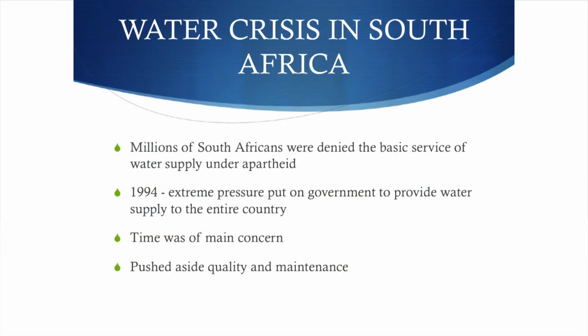So in South Africa, millions of South Africans were denied the basic service of water supply under apartheid. So in 1994, after apartheid was abolished, extreme pressure was put on the government to provide water supply to the entire country. So time was their main concern. They wanted to get the supply out to everyone. They pushed aside quality and maintenance, and obviously, what do you think happens?